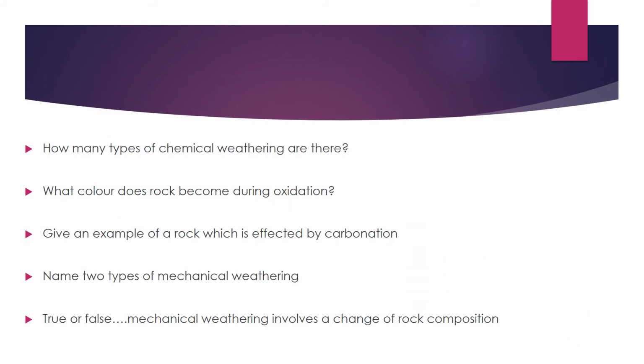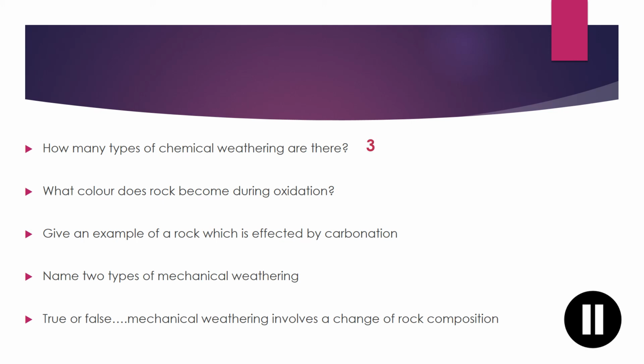Now that you have revised weathering, have a go at answering these questions. How many types of chemical weathering are there? What colour does the rock become during oxidation? Give an example of a rock which has been affected by carbonation. Name two types of mechanical weathering. And true or false, mechanical weathering involves a change of rock composition. Pause the video now before the answers are shown.